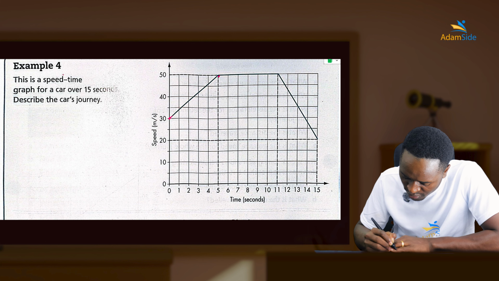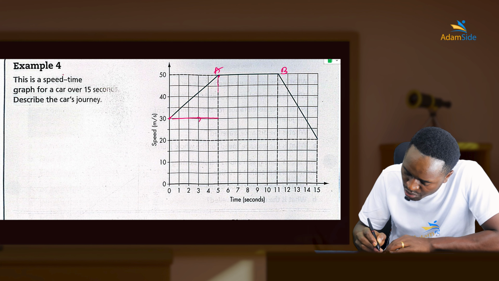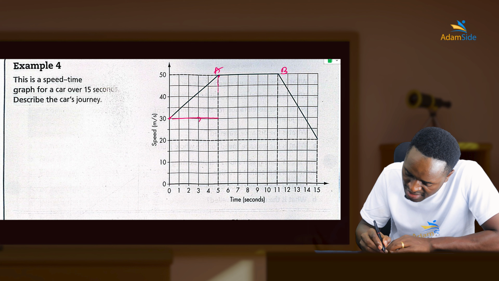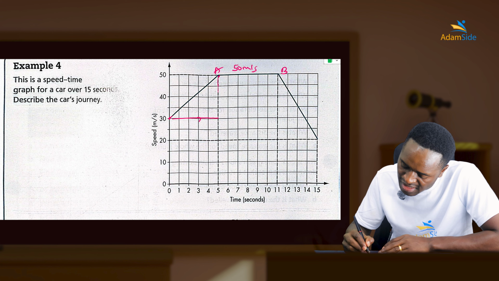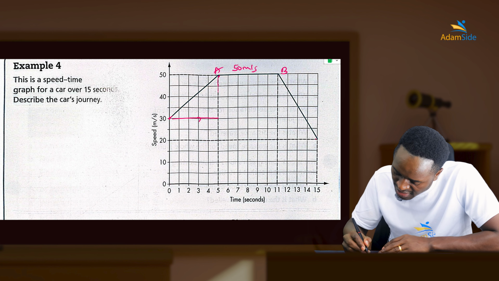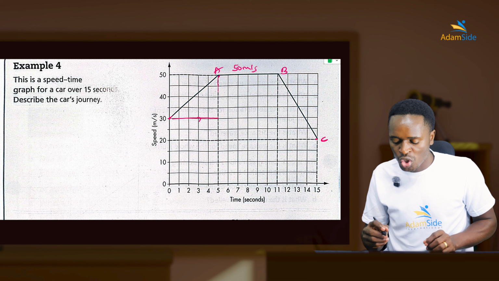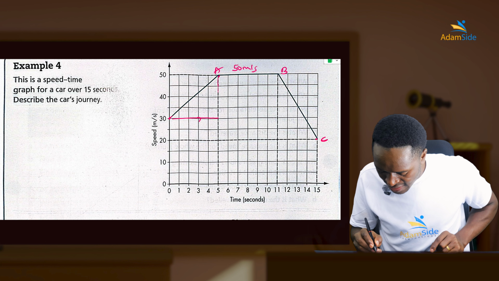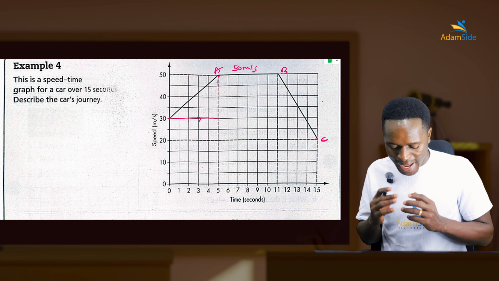It's like from 0 seconds to 5 seconds. The car is changing speed. So let's say this is point A, point B. Between point A and point B, we have constant speed of 50 meters per second. And then you can see the speed is reducing from point B to, let's say, point C. And we know the area below this line is the total distance covered by an object.